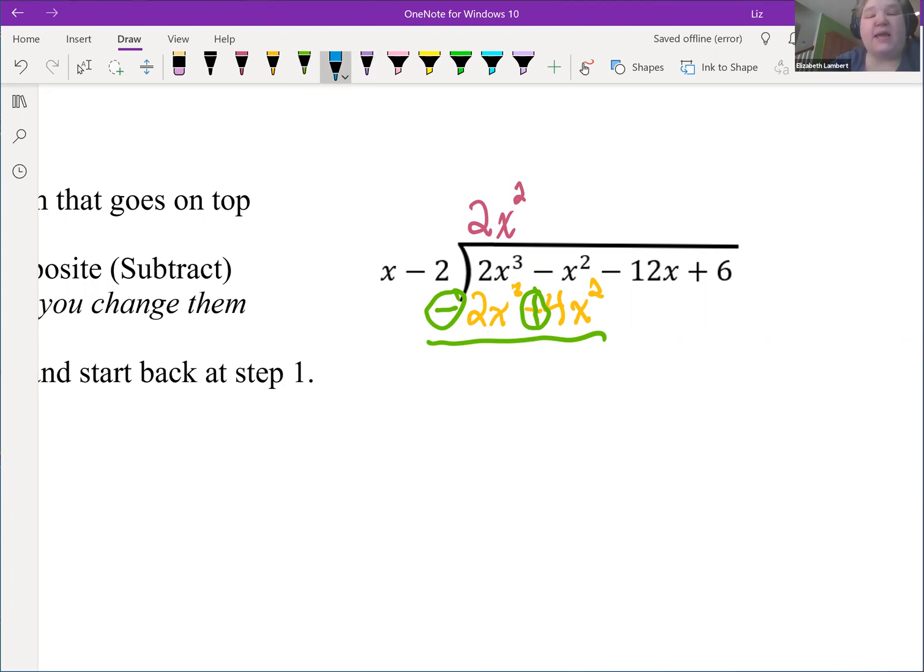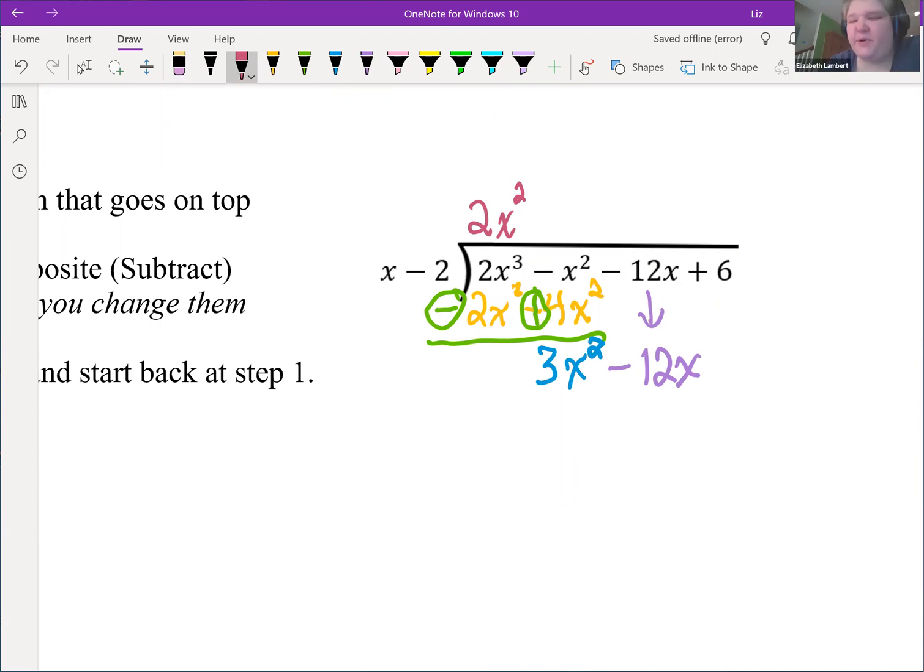And now we do the actual add the like terms, or subtract. So the 2x cubed and negative 2x cubed cancel out, as they're supposed to. And now we have minus x squared plus 4x squared, which is going to leave us with 3 x squareds. Bring down the next term.